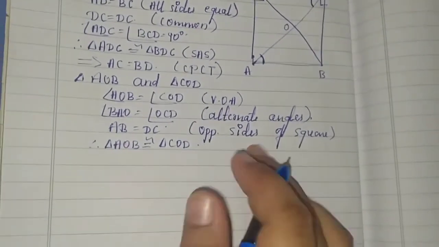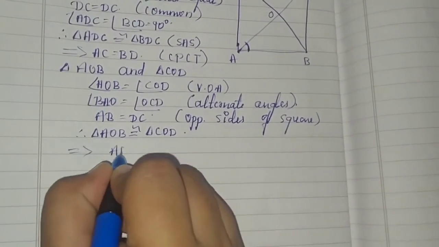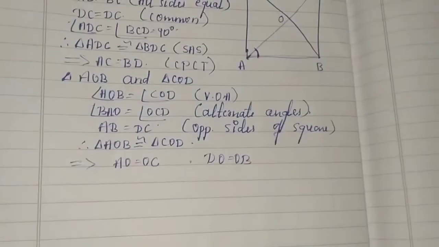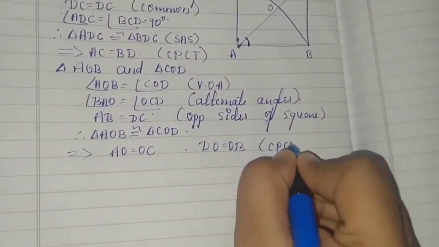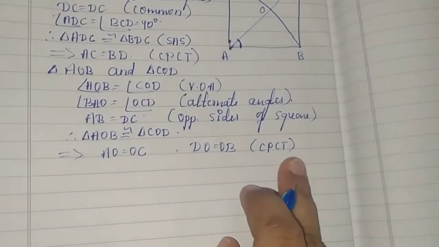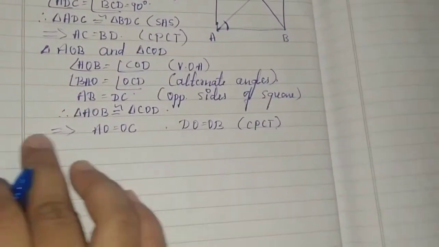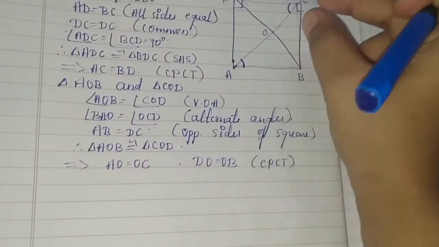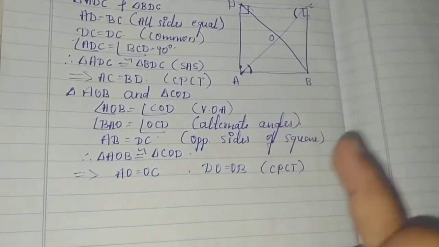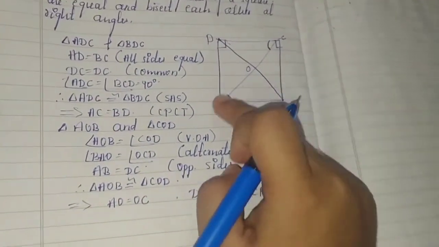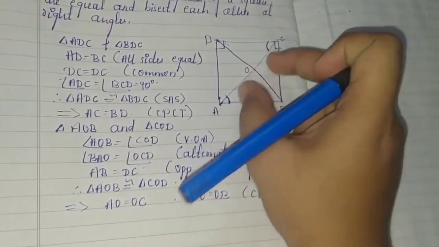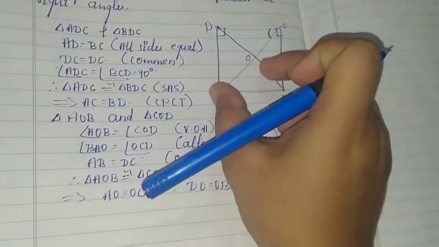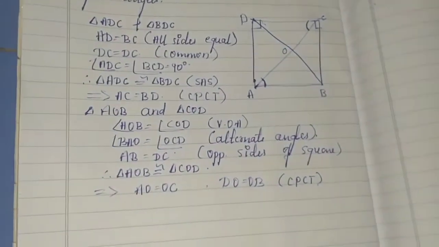Okay, so now this implies AO is equal to OC and DO is equal to OB, because of CPCT, corresponding parts of congruent triangles. So here you can conclude that the diagonals of a square are bisecting each other, right? By this statement you can easily say that the diagonals of this square are bisecting each other. Okay, so now we'll move on to the last one.